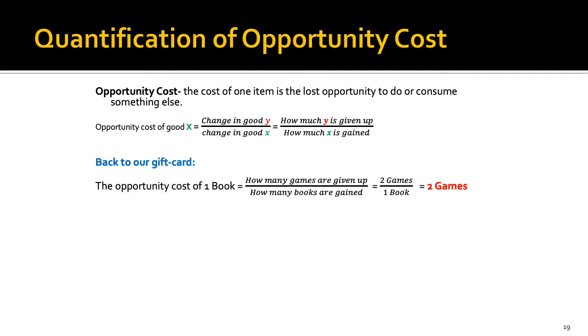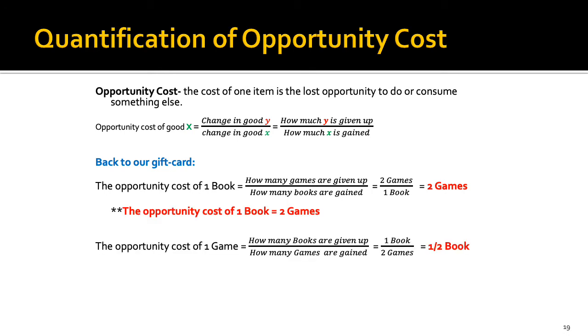So back to our gift card. The opportunity cost of one book, right? Remember, in order to purchase one book, you give up 2 games and you get back 1 book. So the opportunity cost of one book in terms of games is 2 games. So what about the opportunity cost of one game? Well, in order to get one game, you have to give up half a book. So whenever you're looking at the opportunity cost of, say, good X, the opportunity cost of good Y will always be the reciprocal. So the opportunity cost of one game in this example is half a book.